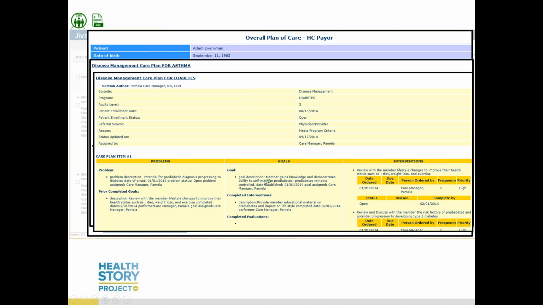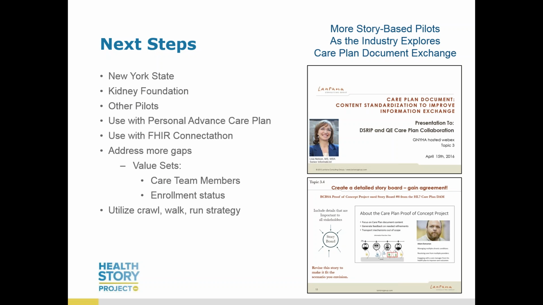So these are problems with goals with interventions, and as the interventions complete, you see them listed as completed interventions. As completed interventions push you toward your goal, goals may be met. Met goals appear over here as helping to deal with the problem. So that was the basic pattern that we took.